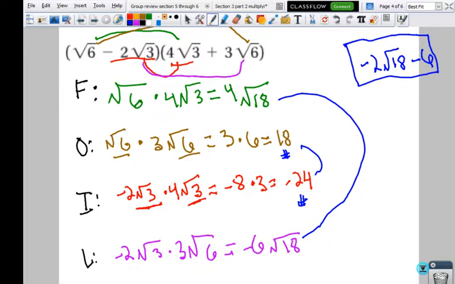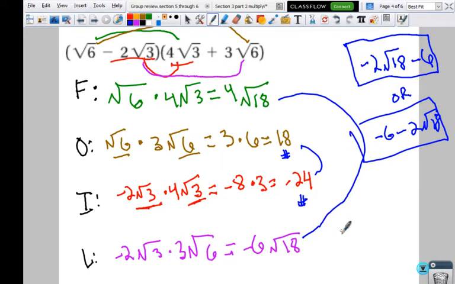Wait, could we have put the negative 6 in front? Alright, that's a good question. The order you write these down doesn't matter. So if you wrote negative 6 minus 2 square root of 18, you were also right. As long as you have these down, it doesn't matter the order.